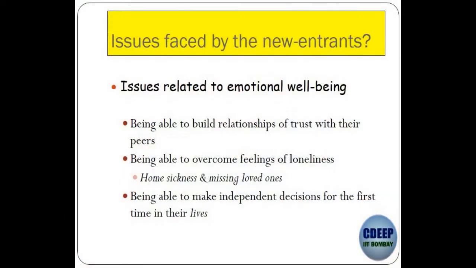Second, issues relating to emotional well-being. Now, when we talk about emotional well-being, the issue is being able to build relationships of trust with their peers. How do you build a relationship of trust with your peers? That is your batchmates, your classmates, your hostel mates, your wing mates. How do you build a relationship of trust? Being able to overcome feelings of loneliness as well as homesickness and missing loved ones. And being able to make independent decisions for the very first time in their lives.